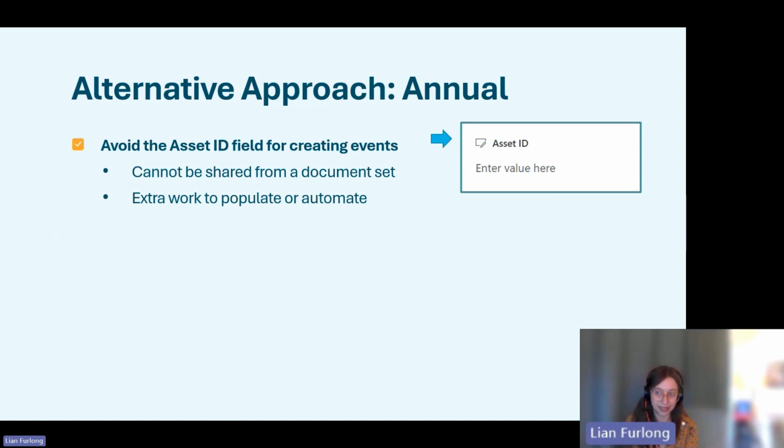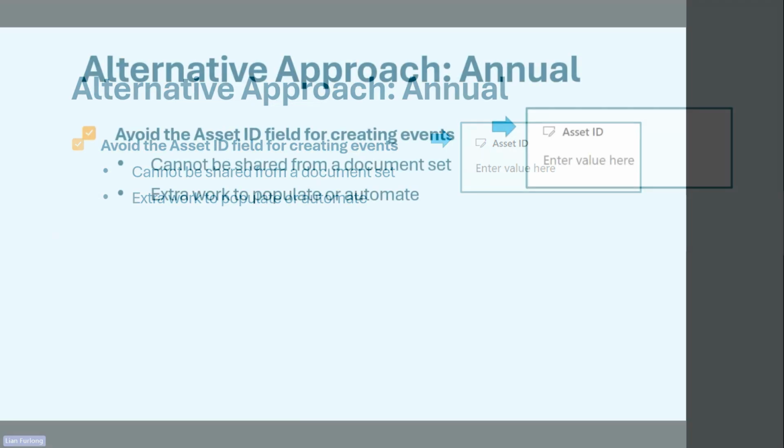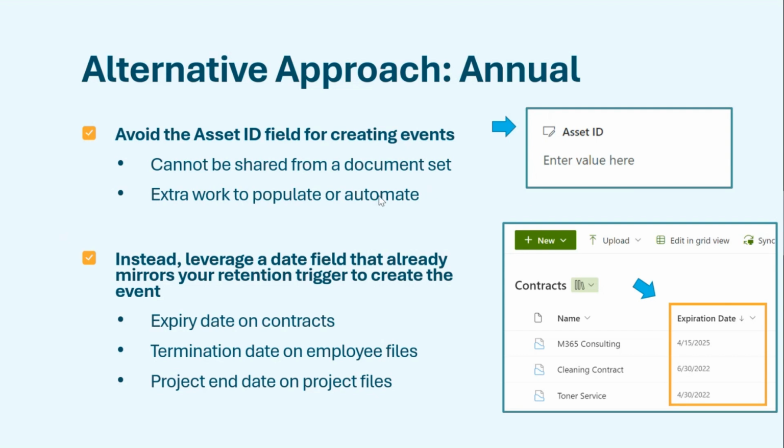It is referenced in the Microsoft documentation and it's provided whenever you have an event-based label, but you don't have to use it. It's extra work to populate or automate. You can't share it from a document set. In my opinion, there's no reason to use it. Instead, you can leverage a date field that's already in your environment that mirrors your retention trigger to create that event. So think an expiry date on contracts, a termination date on employee files, an end date on project files, for instance.